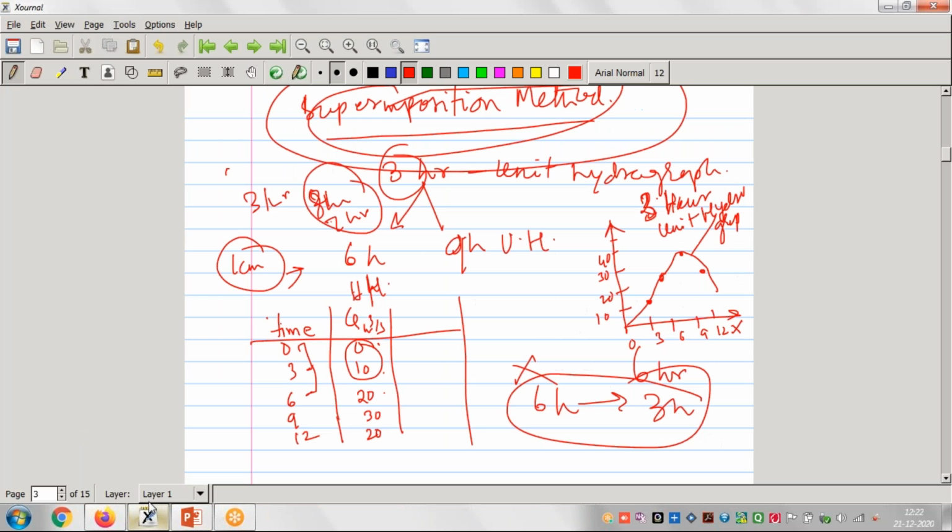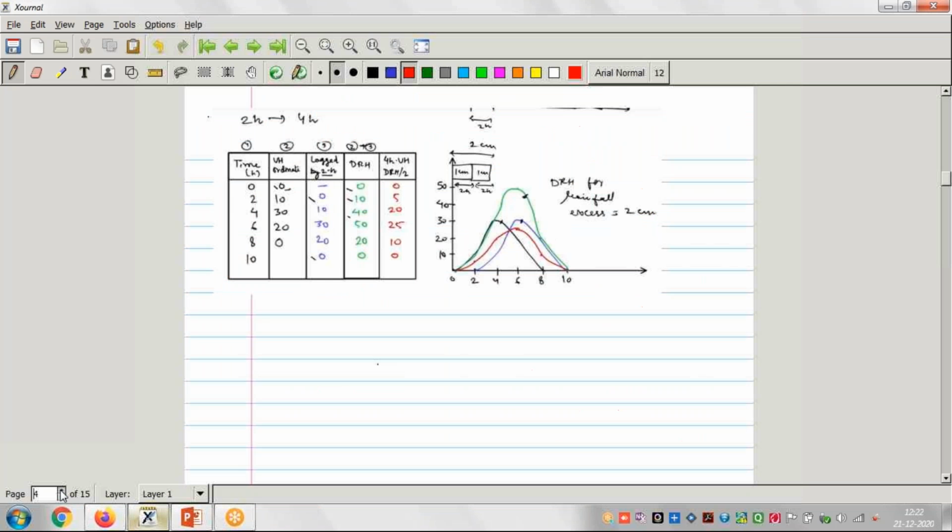When we see an example, it will be clear to you. Now I want to show one example. See here.